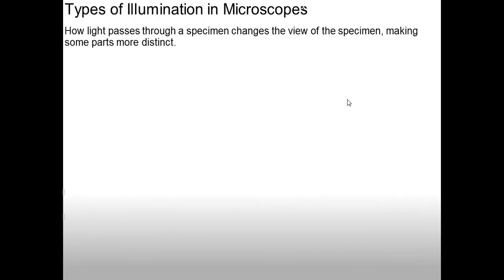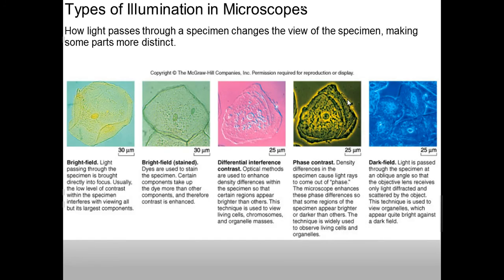There are many types of illumination in microscopes. This is talking about how light passes through the specimen, which can change the view of the specimen, making some parts easier to see and others not as easy. So you can see if you change the amount of light or the type of light going through the specimen, it changes how the specimen looks.